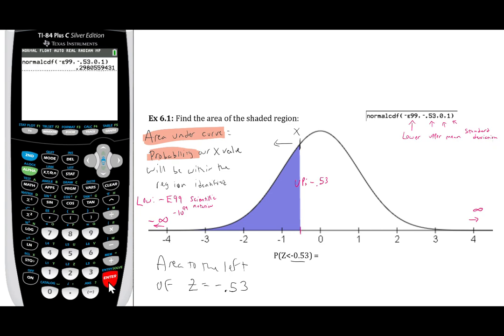Press enter, and we will get 0.29805. Now, generally, we're going to round these to 4 decimal places, so I'm going to round this up, unless you're told otherwise.